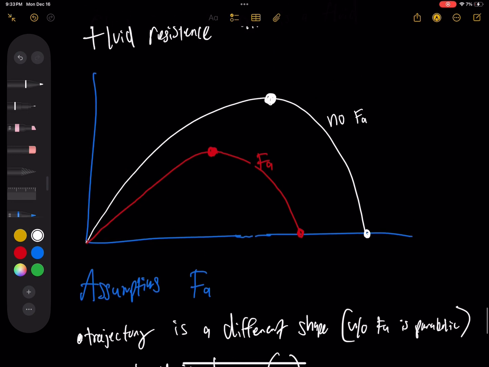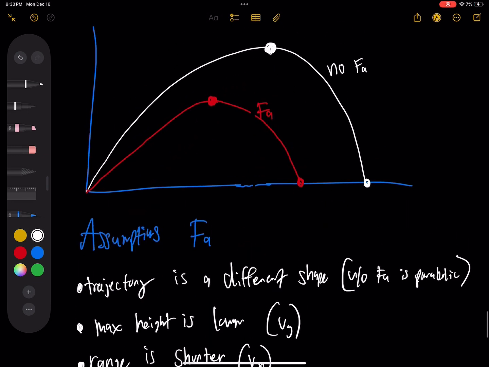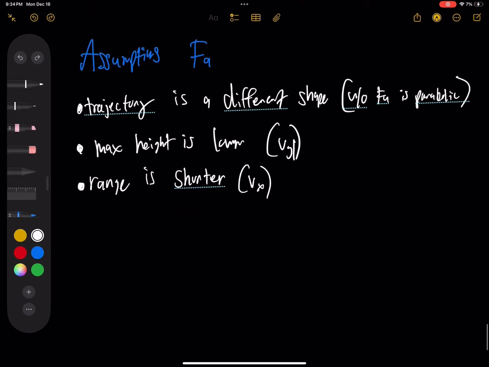You can see that all here. You have the trajectory is a different shape. This is not parabolic. This should be parabolic. Pretend it is. Pretend this part is parabolic. Max height is lower, and then range is shorter. It's not letting me move down. Okay, there it is. It's letting me move down.